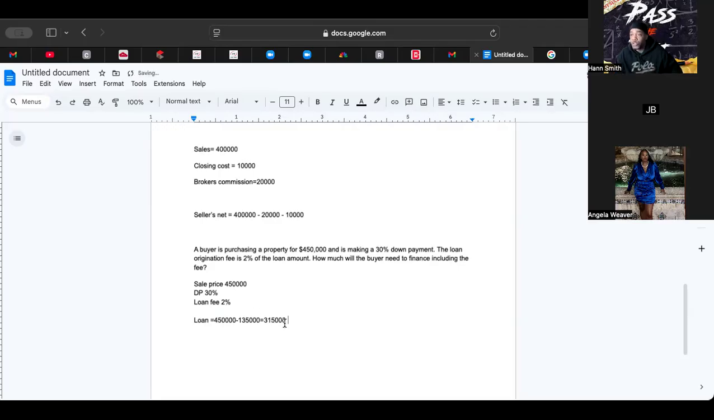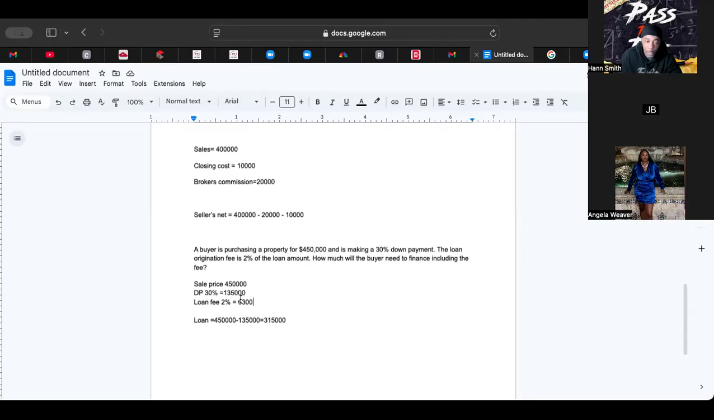So now we need to figure out what 2% of $315,000 is. We multiply times 2%, and that's $6,300. So down payment here equals $135,000. The loan origination fee, on the loan, equals $6,300. So now let's read the question, finish reading the question. How much will the buyer need to finance, including the origination fee? Let's read that again. How much would the buyer need to finance, including the loan origination fee?